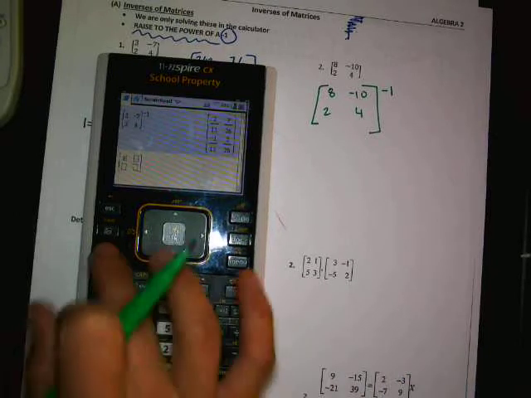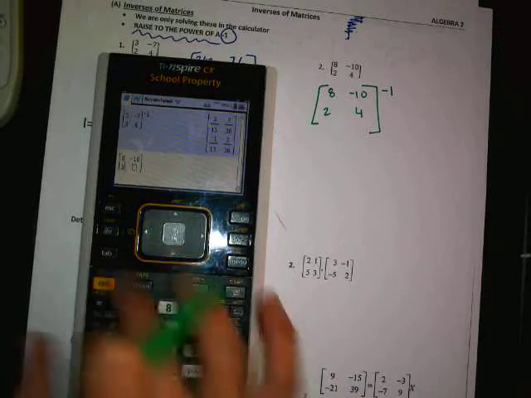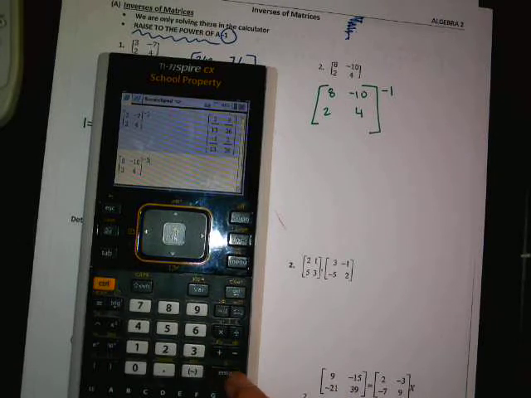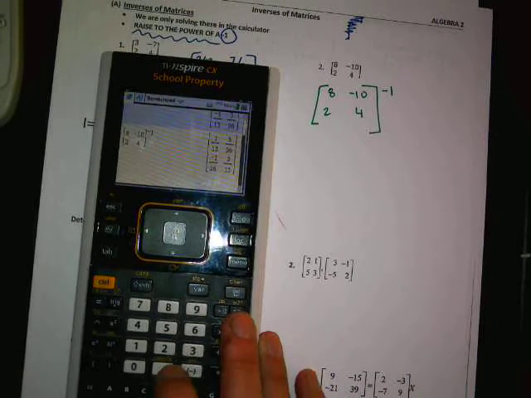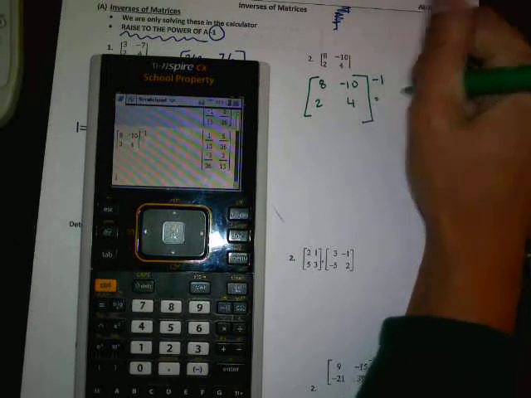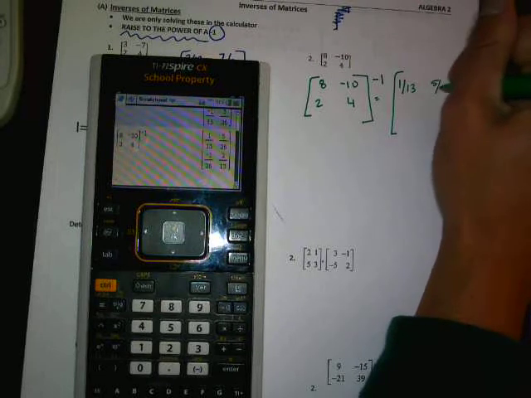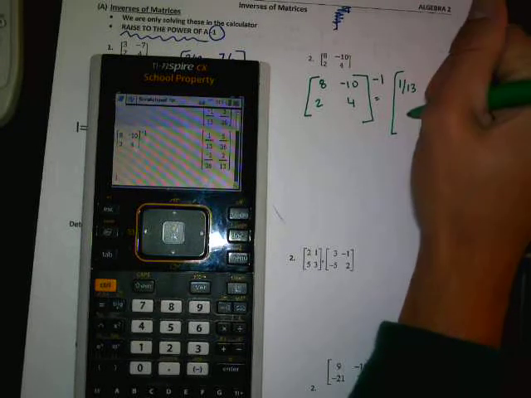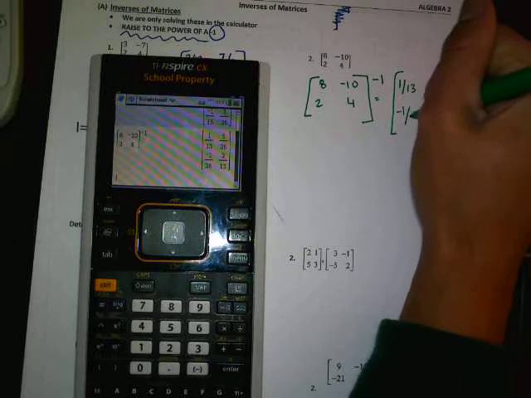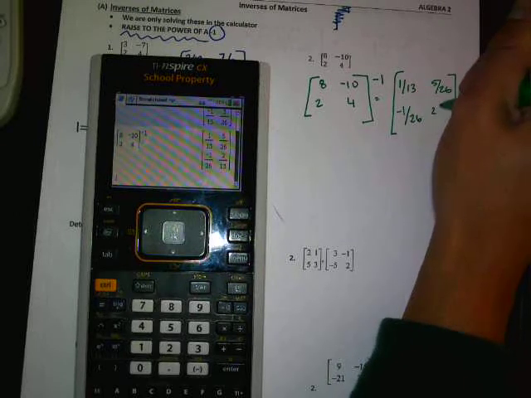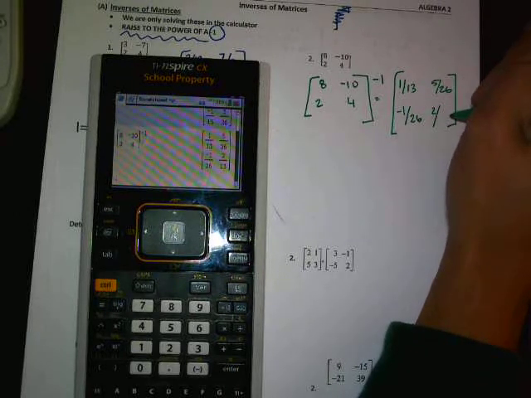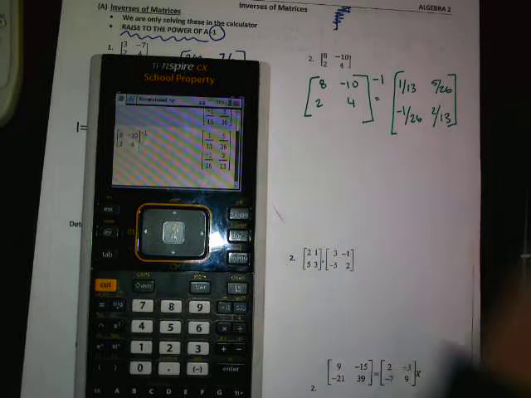Okay, and so then you are going to put your matrix in. Raise it to the -1. And hit enter. So 1 over 13. All right, 5 over 26, -1 over 26, and 2 over 13.